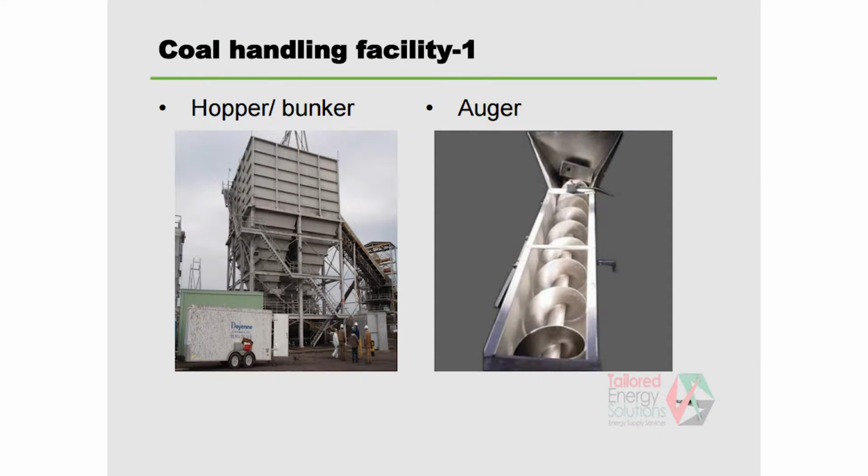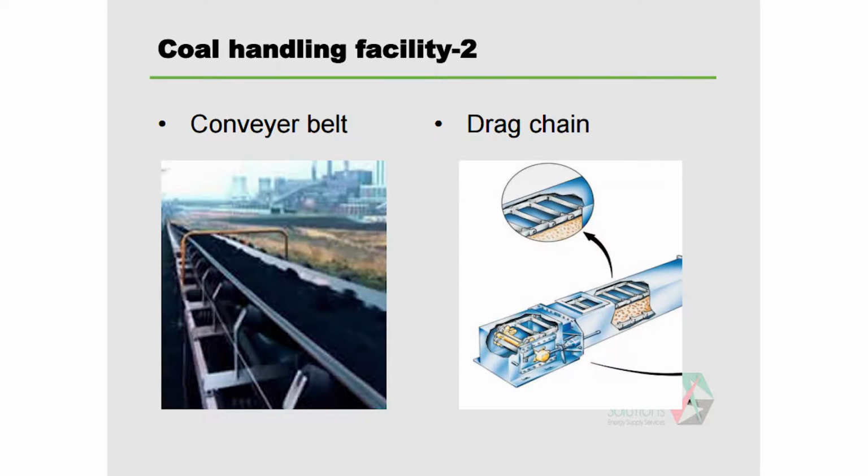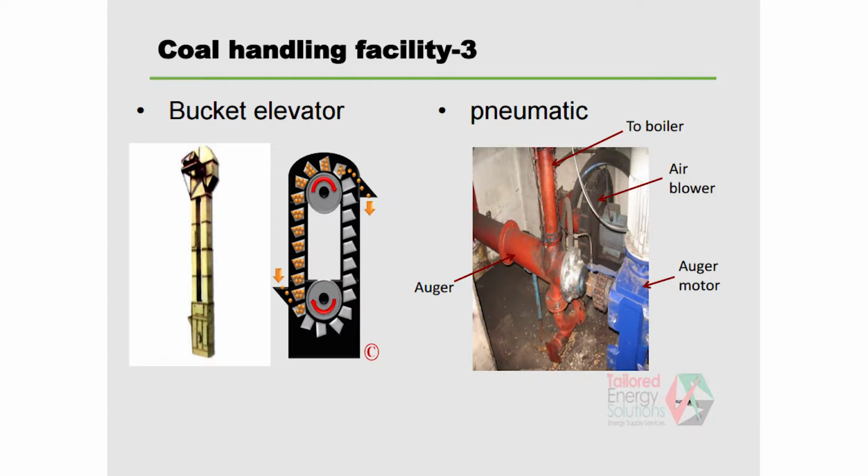For the handling system, traditionally, what systems are available in the country here? The hopper or bunker with auger, that's what we've got. Conveyor belt, drag chain, bucket elevator to lift the coal to a higher level, and pneumatic feeding, which is quite typical and very commonly used for boilers. So that's what we've got in the country.